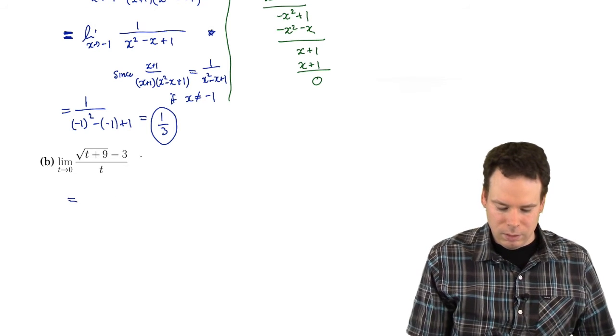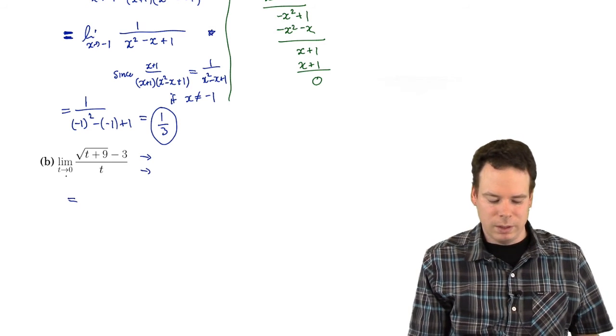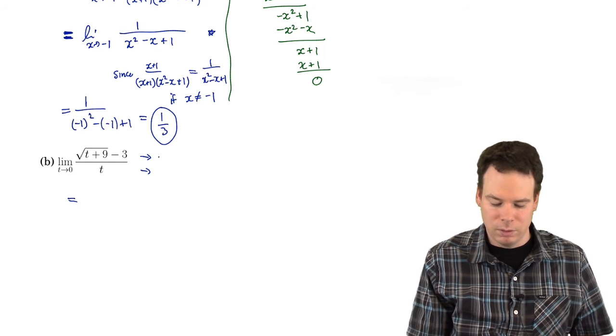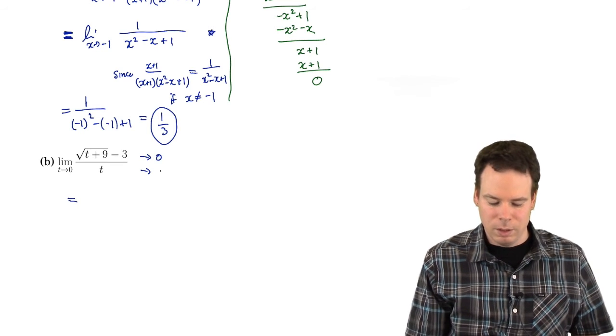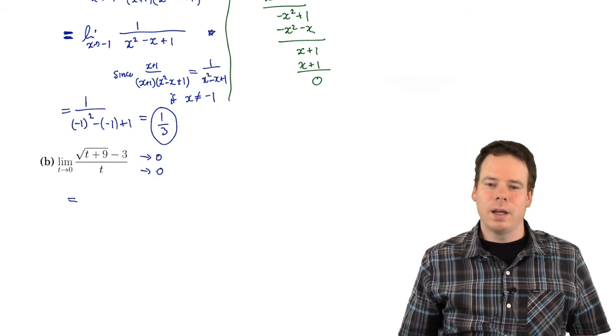So again, just as a first step, always just try to see what happens if you plug t equals 0 in. So this goes to 0 plus 9, so that goes to square root of 9, 3 minus, so the top goes to 0, 3 minus 3. The bottom goes to 0. So it's a limit of type 0 over 0. I can't directly evaluate it then in this way. I have more work to do.